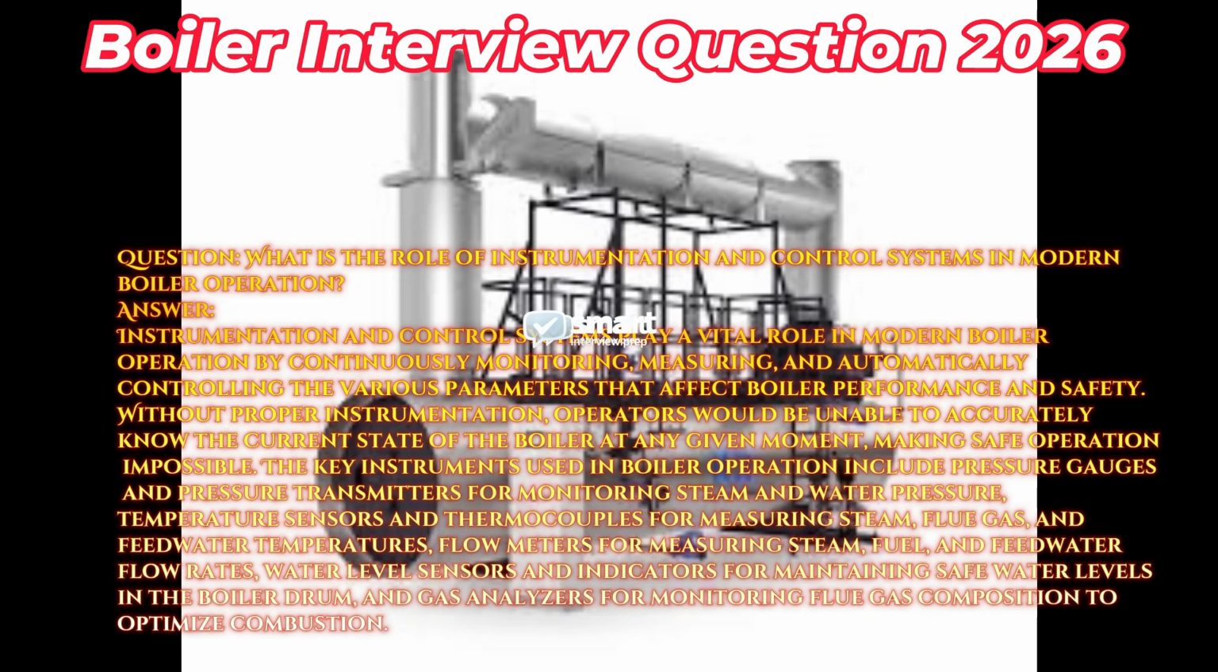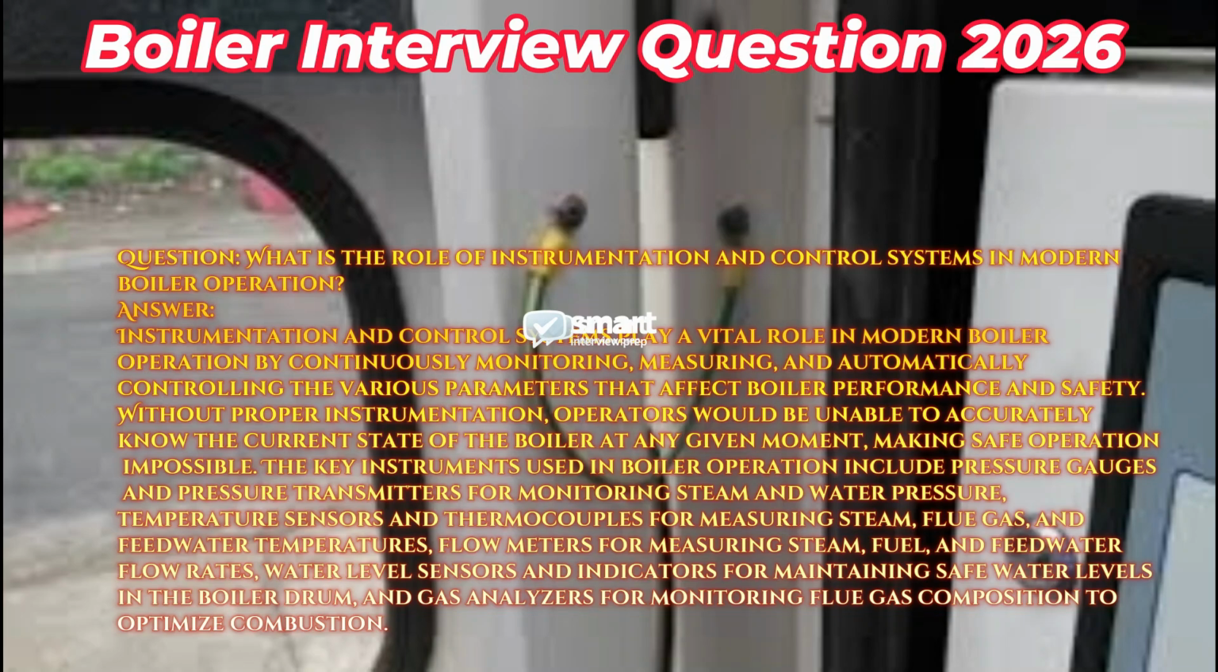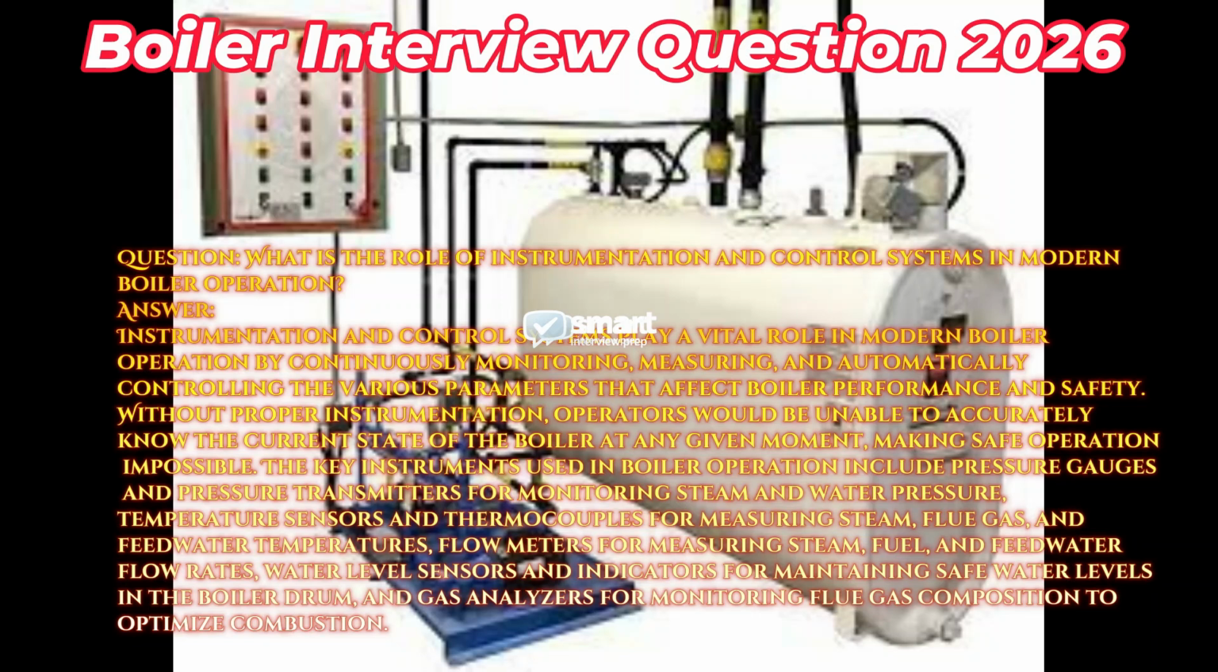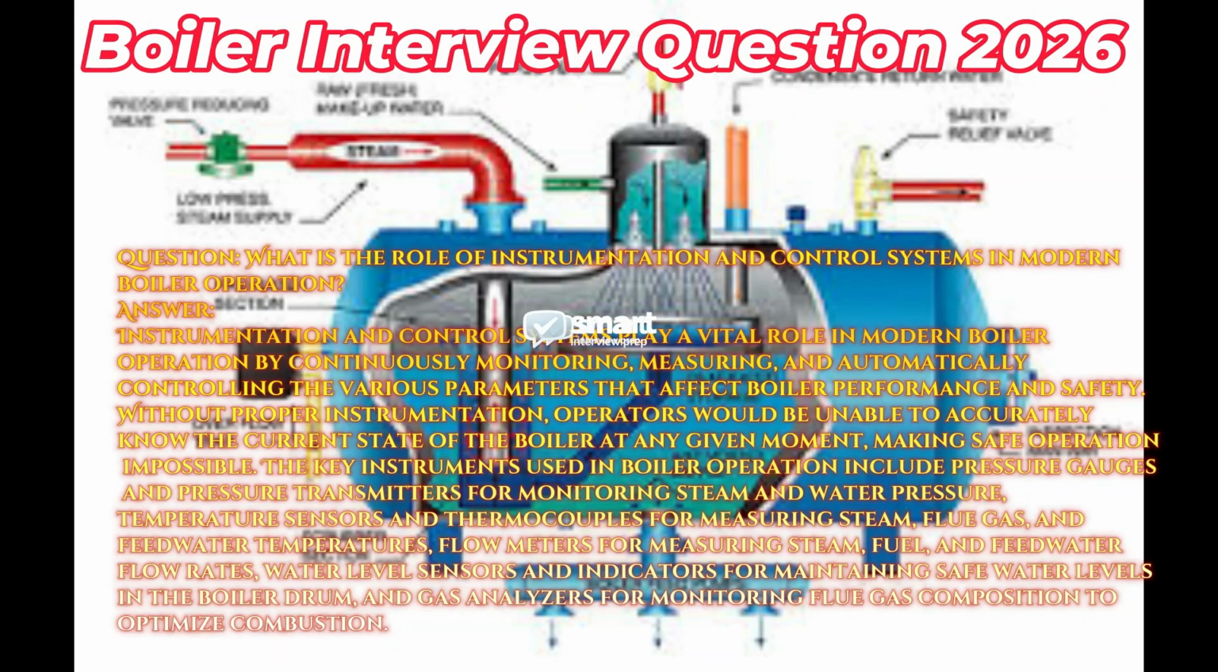making safe operation impossible. The key instruments used in boiler operation include pressure gauges and pressure transmitters for monitoring steam and water pressure, temperature sensors and thermocouples for measuring steam, flue gas and feed water temperatures, flow meters for measuring steam, fuel and feed water flow rates, water level sensors and indicators for maintaining safe water levels in the boiler drum, and gas analyzers for monitoring flue gas composition to optimize combustion.